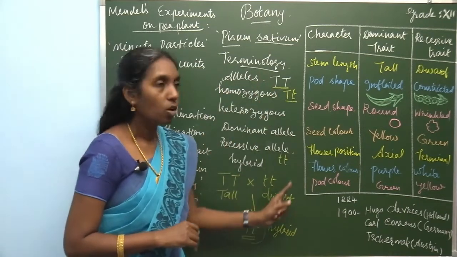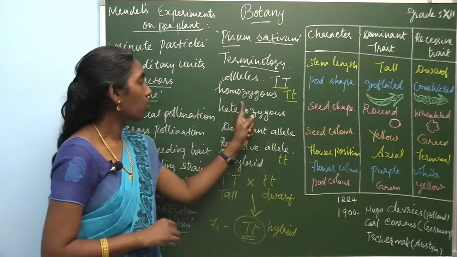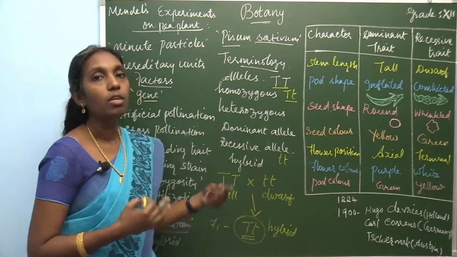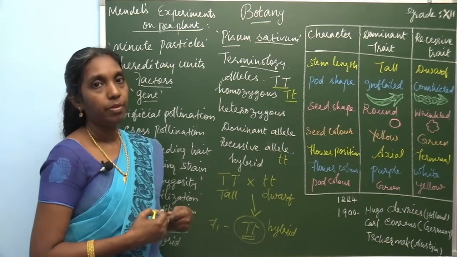So from this terminology, there are some questions. What are alleles? What is a homozygous allele? What is heterozygous? What is a dominant allele? What is a recessive allele? What is a hybrid?